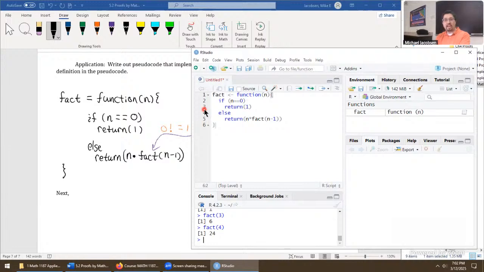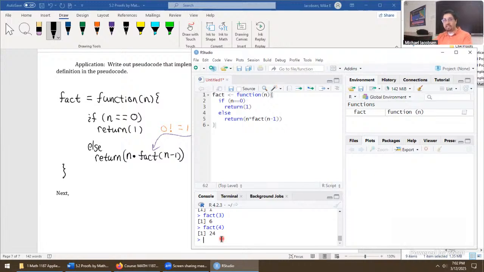But remember kind of the context here. This problem is not so much about the factorial function. It's more about if you had something really, really complicated going on, you would write out the pseudocode, you would implement it, you would test it out.